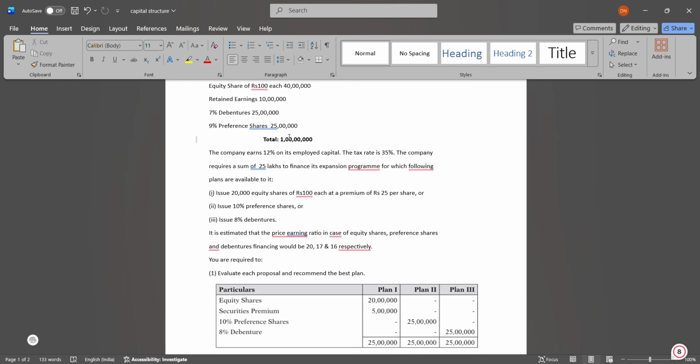Now, in order to generate 25 lakh rupees, the company plans the following terms. It wants to issue 20,000 equity shares of rupees 100 each with a premium of rupees 25 per share, or the second plan is 10% preference shares for the whole 25 lakhs, or the third is 8% debentures.